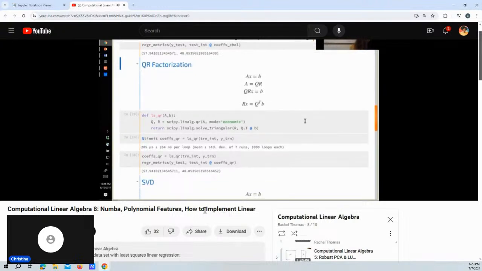All right, so next up is the QR factorization. And again, next week we will actually talk about how to code a QR factorization. We're still just using NumPy's. Can someone remind me what the QR decomposition gives you?